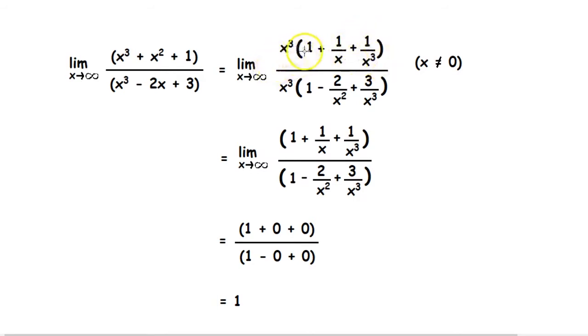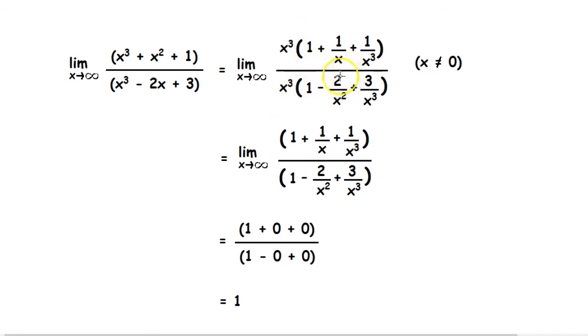To check this, we can multiply x cubed back into this to see whether we get the same value as before. So x cubed into 1 will give us x cubed. x cubed into 1 over x will give us x squared. x cubed into 1 over x cubed will give us 1. So that means we have done this properly. And we take the highest power of the denominator out. So here it is also x cubed. So when we take x cubed out, we get x cubed into 1 minus 2 over x squared plus 3 over x cubed. Now we can cancel off x cubed from the numerator and the denominator.